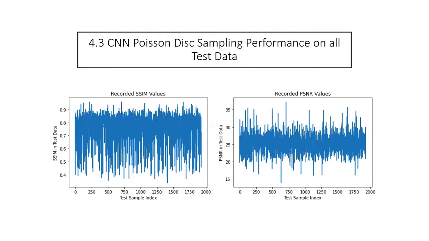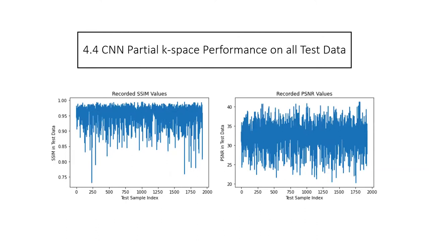Here you can see the performance of the network on all test data that is masked with Poisson disk. Overall SSIM mean was 0.75 with a standard deviation of 0.12, and PSNR mean was 25.3 with a standard deviation of 2.6.